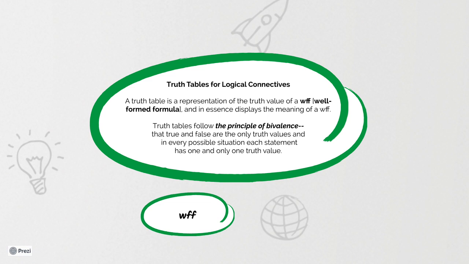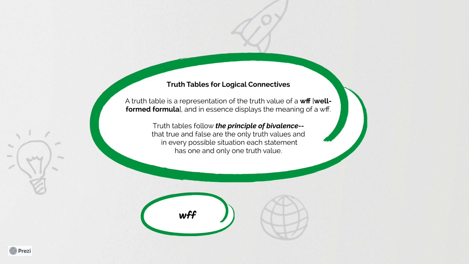Now, when we talk about truth tables, you're going to hear the phrase well-formed formula, or WFF. A well-formed formula refers to a sequence of symbols, an expression containing any combination of variables presented as letters, parentheses, and logical operators, that is meant to represent formally some expression of language or thought. And so a truth table is a representation of the truth value of a well-formed formula. Now, truth tables follow the principle of bivalence, which holds that true and false are the only truth values, and in every possible situation, each statement has one and only one truth value. Every statement is ultimately either true or false.